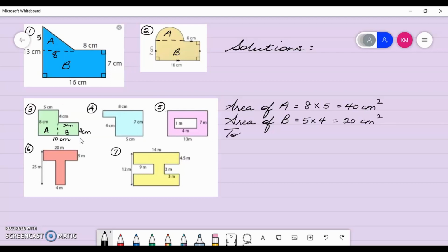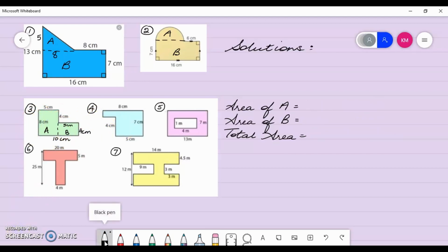So my total area is going to be that 40 plus 20, which is going to give me 60 centimeters squared. And there you have it, your solution for number 3. Let's move on to number 4.